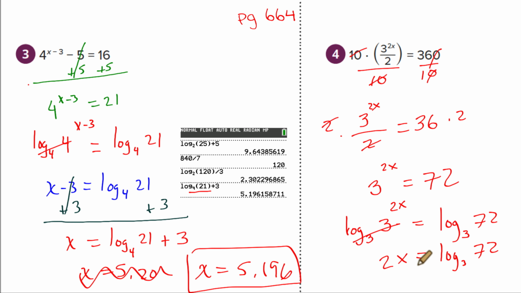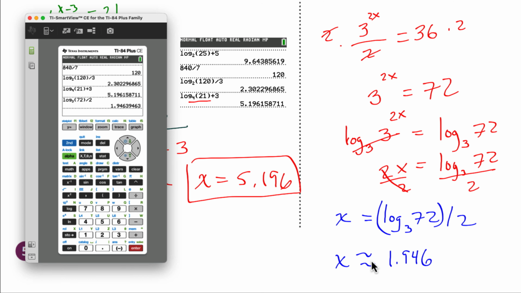Now what? You guessed it. Divide by 2 on both sides. So my final answer is going to be x equals log base 3 of 72, divided by 2. Let's figure that out in the calculator. So I get x equals 1.946 after I plug it in the calculator. Let's make sure that that is also what you get. You've got to make sure you actually plug it in and get the right answer. Let's box it to the nearest thousandth.